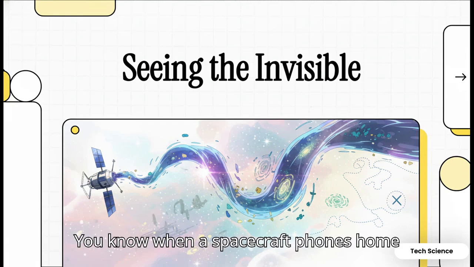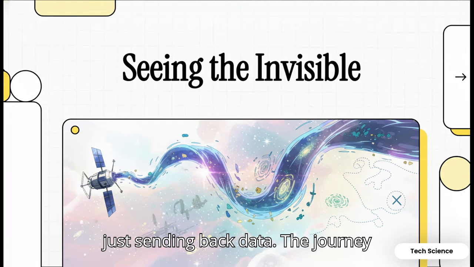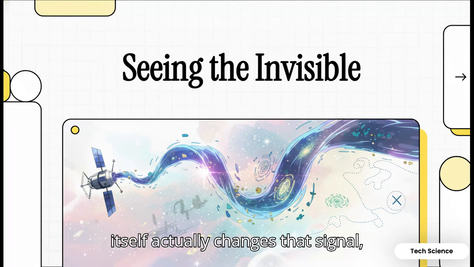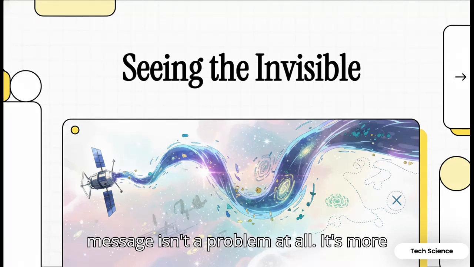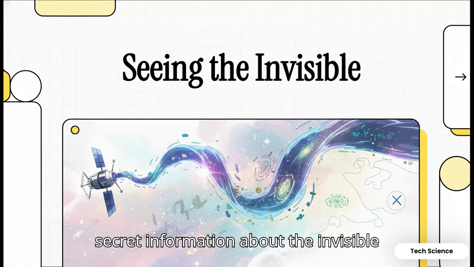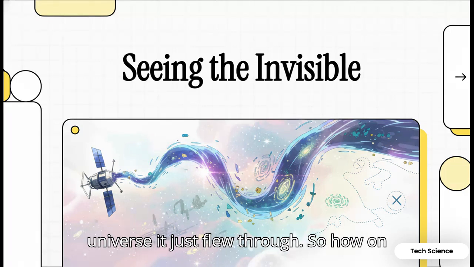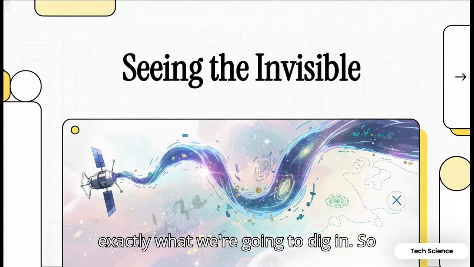You know, when a spacecraft phones home from millions of miles away, it's not just sending back data. The journey itself actually changes that signal, twisting it, warping it. But here's the cool part. For scientists, that garbled message isn't a problem at all. It's more like a treasure map, embedding all this secret information about the invisible universe it just flew through. So how on earth do they read it? Well, that's exactly what we're going to dig in.